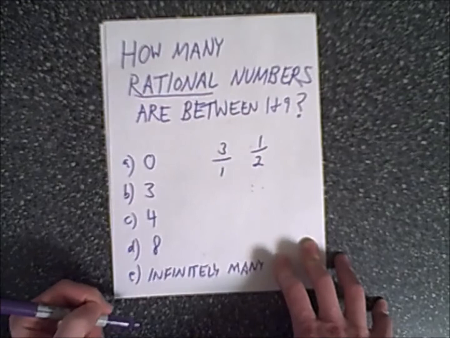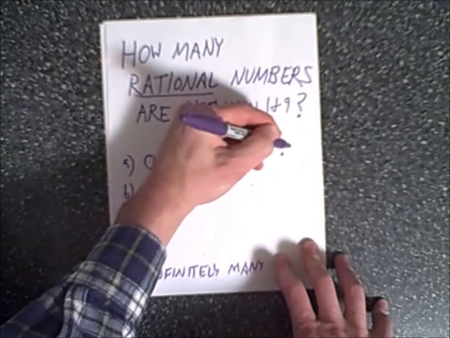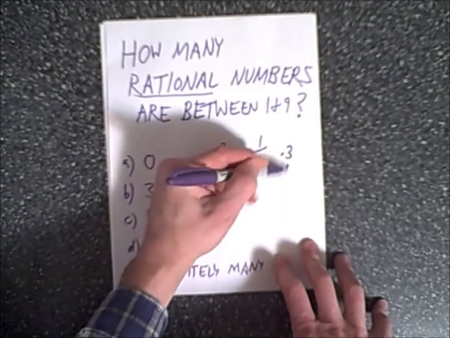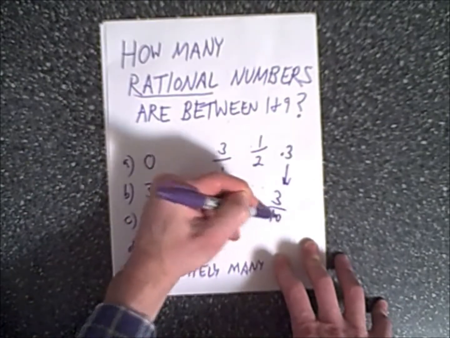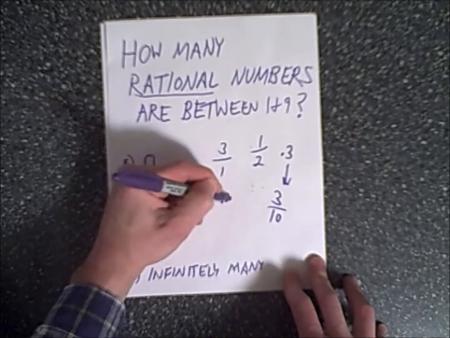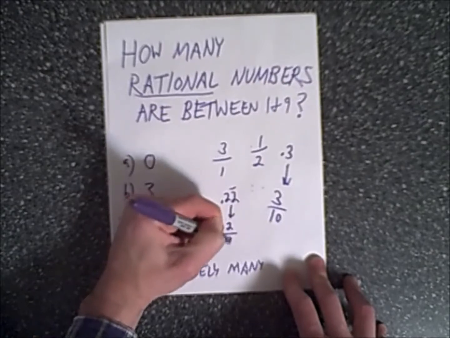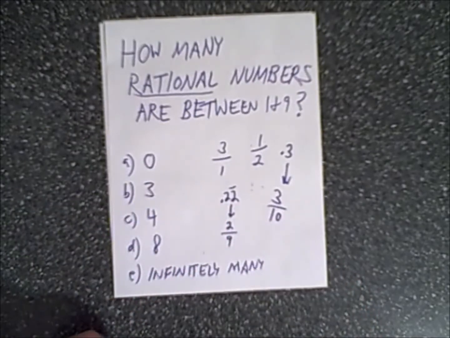1/2 is rational because it's 1 divided by 2. 0.3 is also rational because you could express it as 3 over 10. And you could take repeating numbers such as 0.22 repeating, which could be turned into 2/9. As you can see, there are countless numbers that exist that are rational.